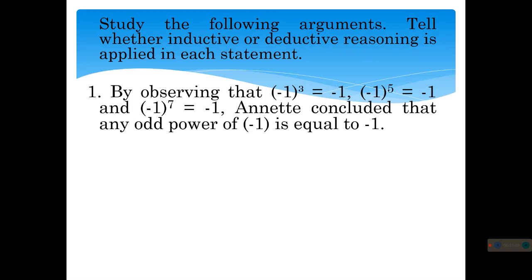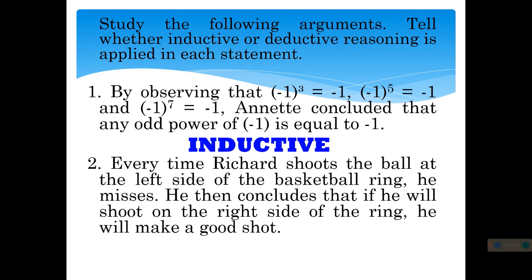Tell whether inductive or deductive reasoning is applied in each statement. Okay, so in number 1 we have, by observing that negative 1 raised to the third power is equal to negative 1, negative 1 raised to the 5th power is equal to negative 1, and negative 1 raised to the 7th power is equal to negative 1, Annette concluded that any odd power of negative 1 is equal to negative 1. So, this is inductive. Why? Because you have already your observations or examples before you proceed with your conclusion.